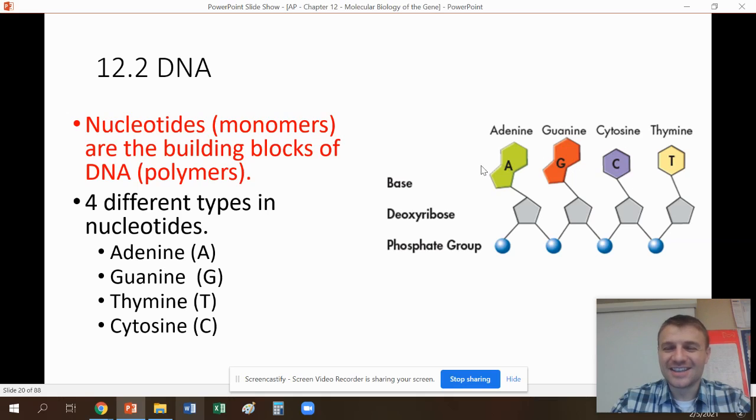So cytosine here, and you can see that they have different structures. You can see adenine and guanine look very similar, and cytosine and thymine look very similar. A's and T's, we're going to learn, are going to bond together, and G's and C's are going to bond together. And you can see how these two have that double ring structure. We have one ring right here and one ring right there.